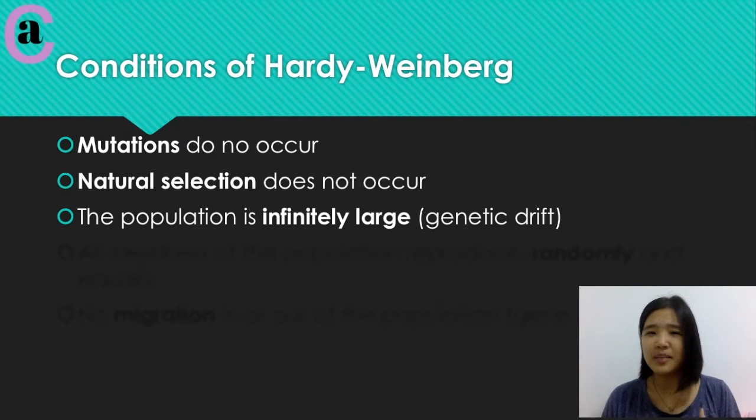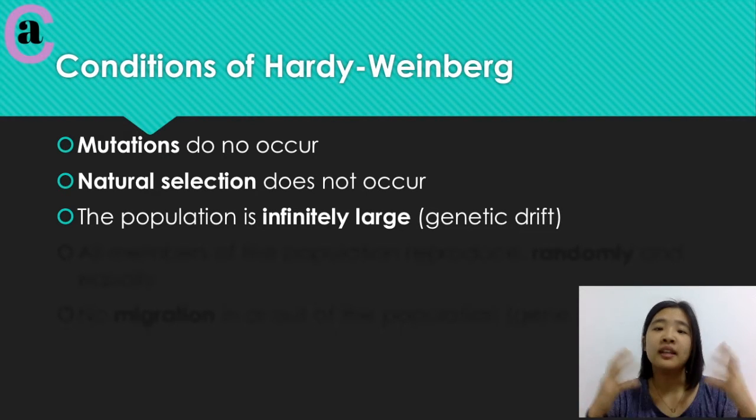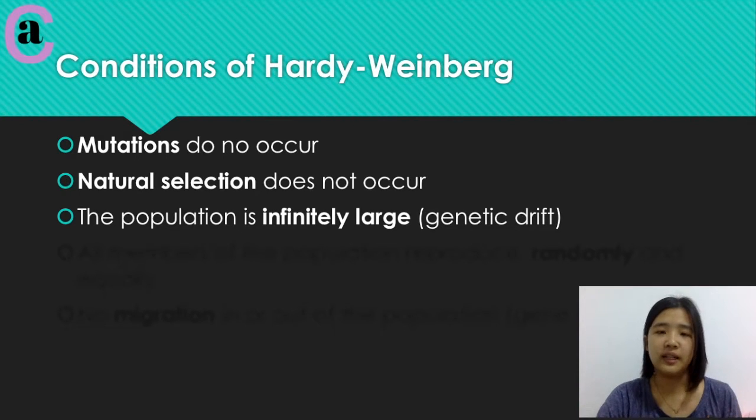This isn't because your coin is rigged. It just means that, out of randomness, because you only tested 10 times, you have a very high likelihood of drifting. So if you have a population that's infinitely large, then your chances of genetic drift decrease significantly.